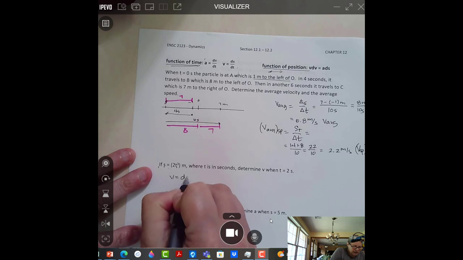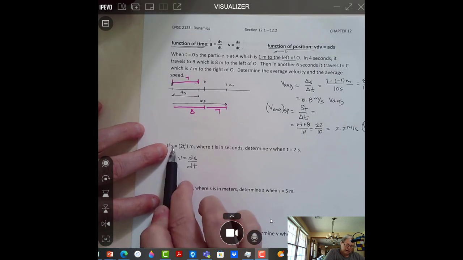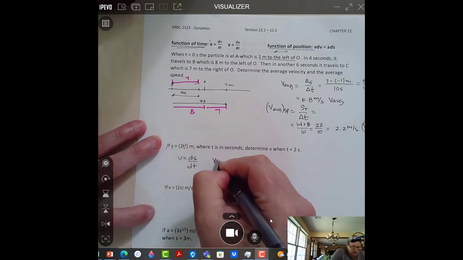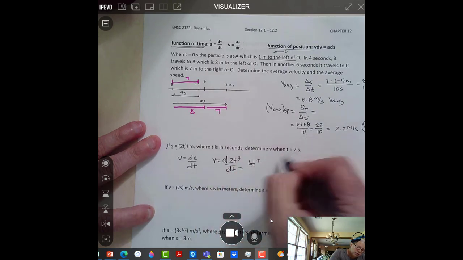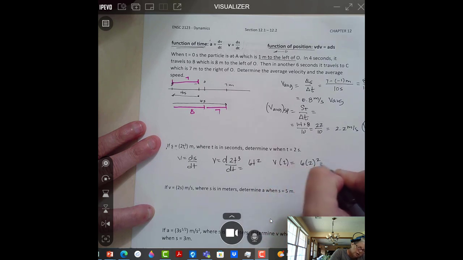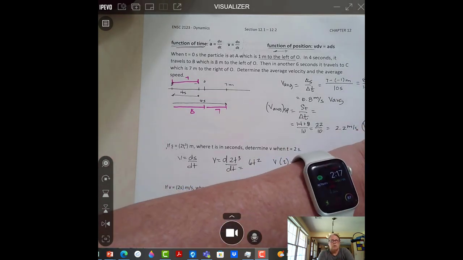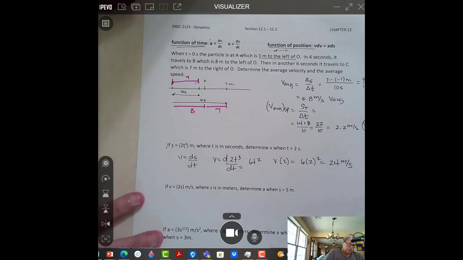v equals ds/dt. And I'm given s in terms of t, so I'm going to keep the dt right there. So velocity equals d(2t cubed)/dt, which equals 6t squared. My velocity at 2 seconds is 6(2) squared, which is 24 meters per second. Okay? So let's go down to the next problem, and it's why it's super important to understand what we're doing.